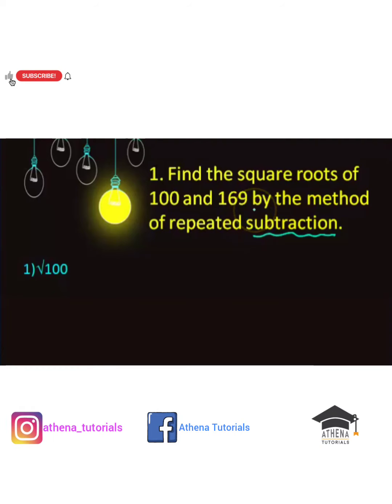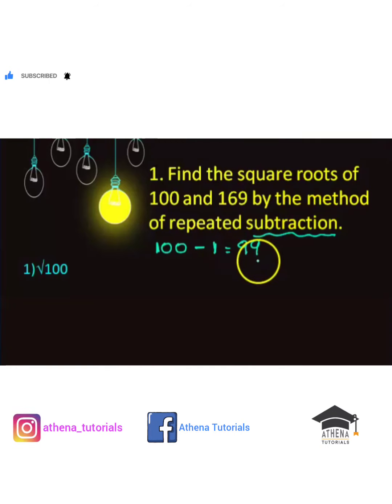Okay, how to solve this problem? See, they have given the word subtraction. We need to do the subtraction. How is it done? First we have to look into the given number, that is 100. Then we have to subtract 100 by the odd numbers. So the first odd number is 1. We will get some answer.